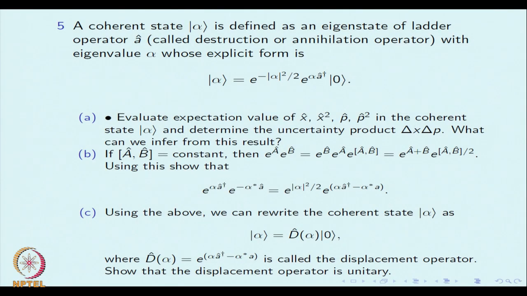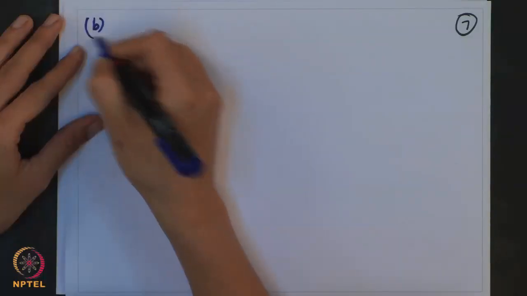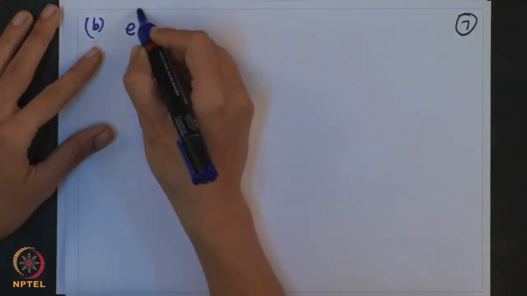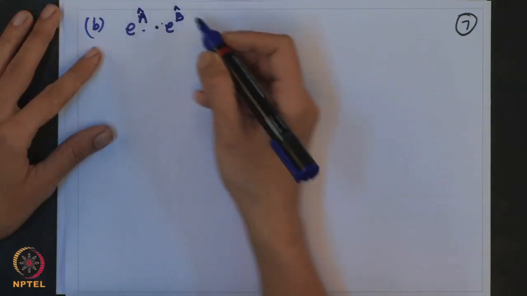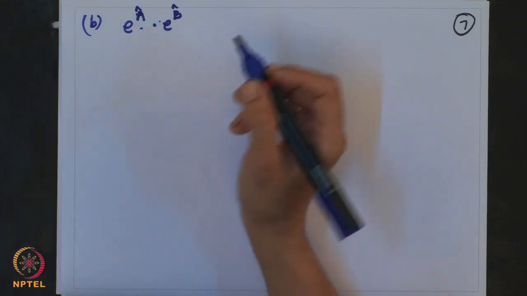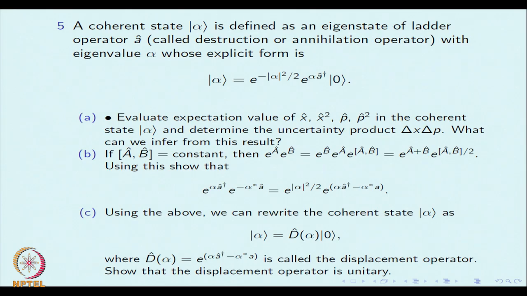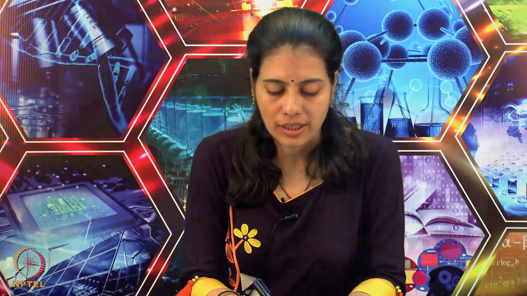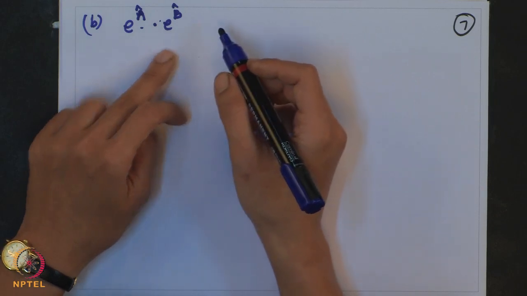The second part, or the B part, you are asked to calculate the exponential e^B. If the commutator of A and B is equal to a constant, then you have to show that e raised to alpha A dagger, e raised to minus alpha star A, is having some relation like e raised to alpha square by 2, e raised to alpha A dagger minus alpha star A. So, we have this relation and we are going to use the Baker-Hausdorff formula.